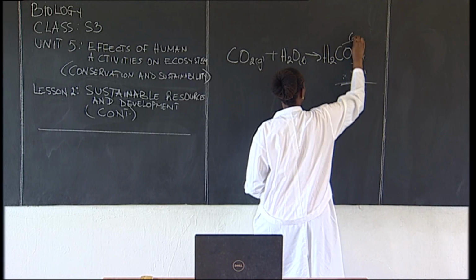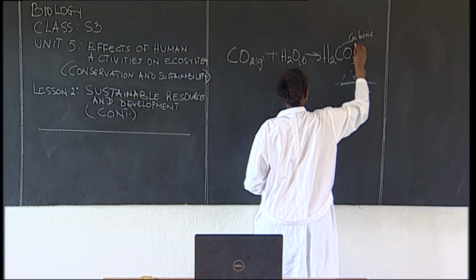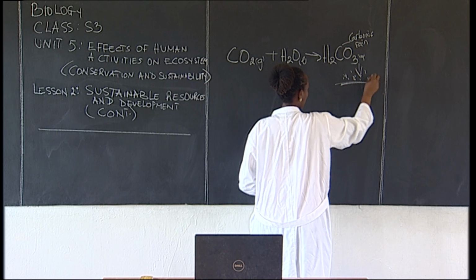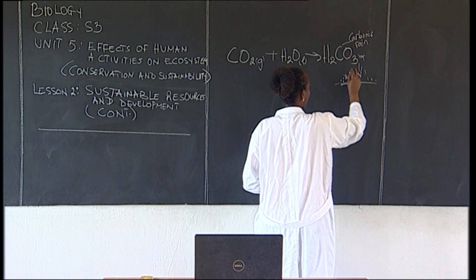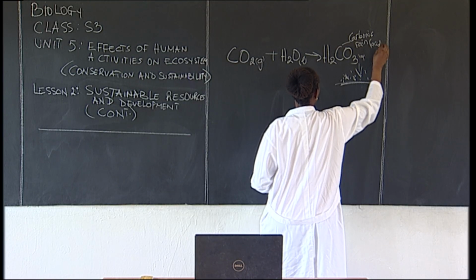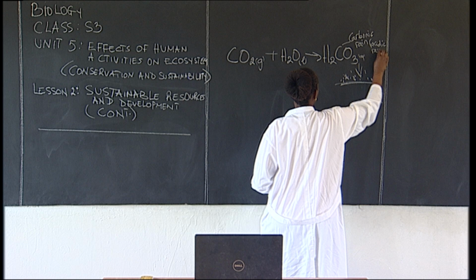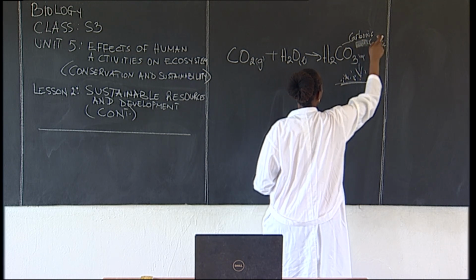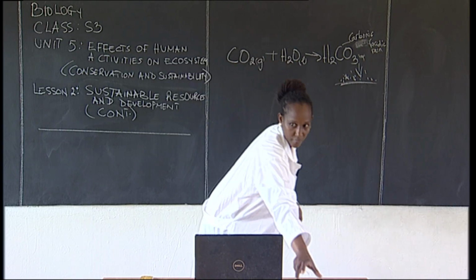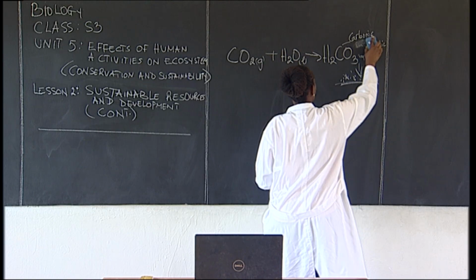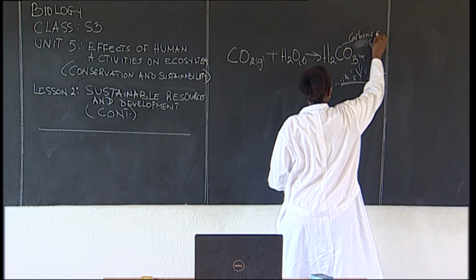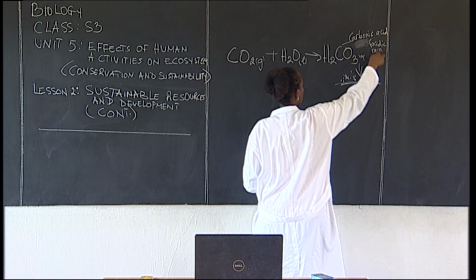carbonic rain. The rain that will come down here on the ground will be acidic. It will be acidic rain. All right? This is carbonic acid, the carbonic acid which leads to acidic rain.